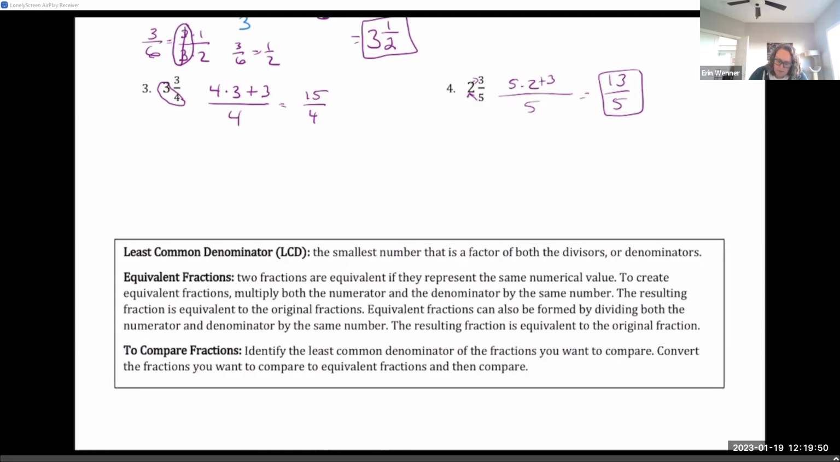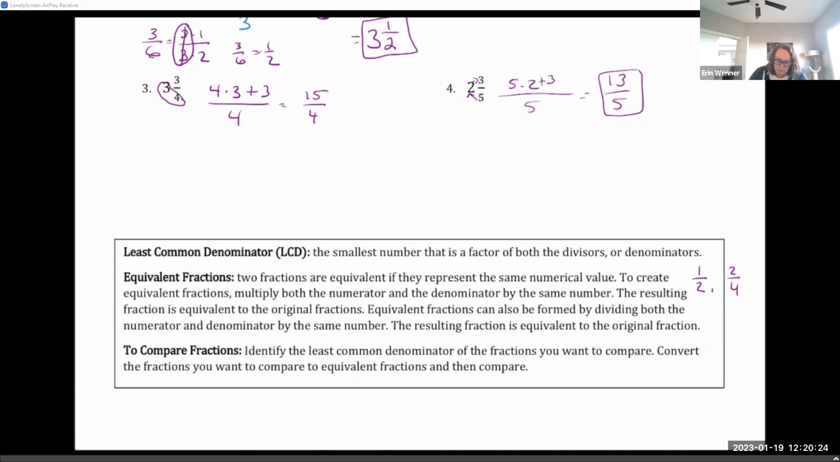Two fractions are equivalent if they represent the same numerical value. So all they're trying to say is that if I had the number 1/2, an equivalent fraction to that would be like 2/4, right? They mean the same thing. If I took 2/4 and I reduced it, I would get 1/2. The explanation for how to create equivalent fractions is you're going to multiply both the numerator and the denominator by the same number, and the resulting fraction is equivalent.